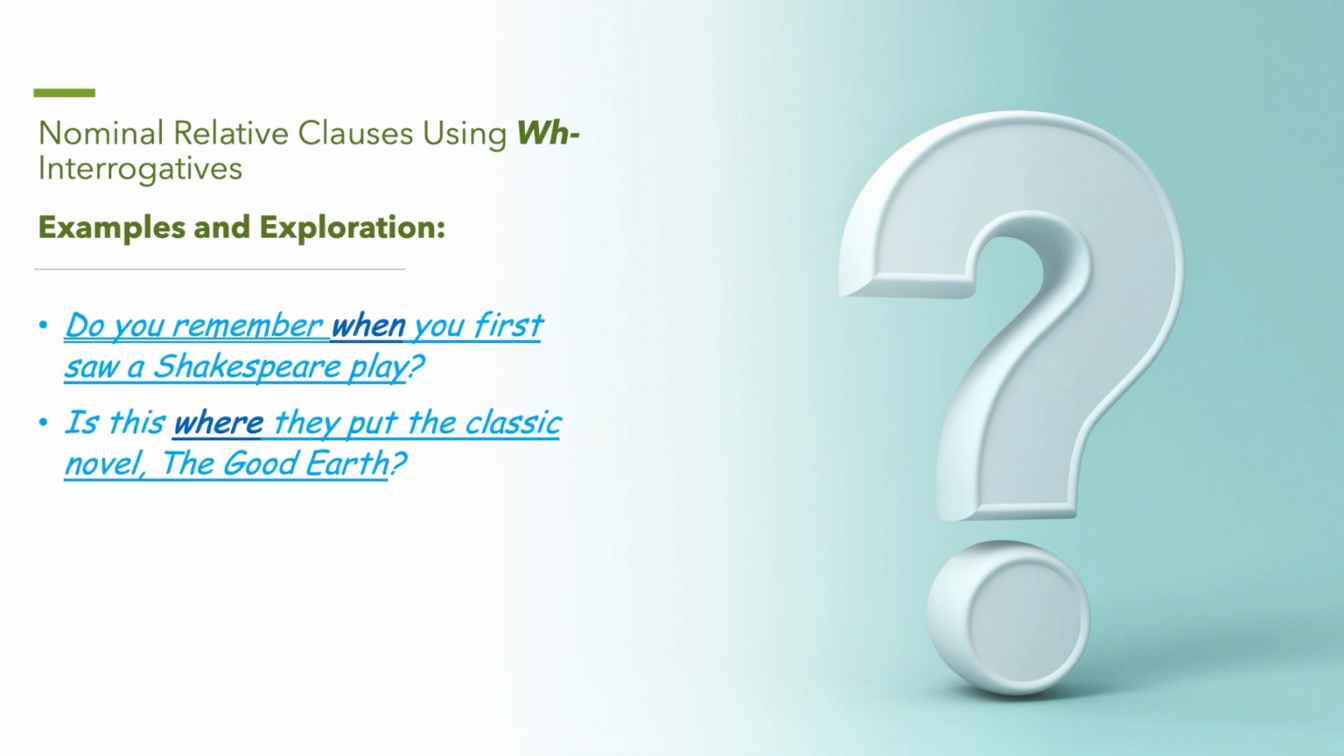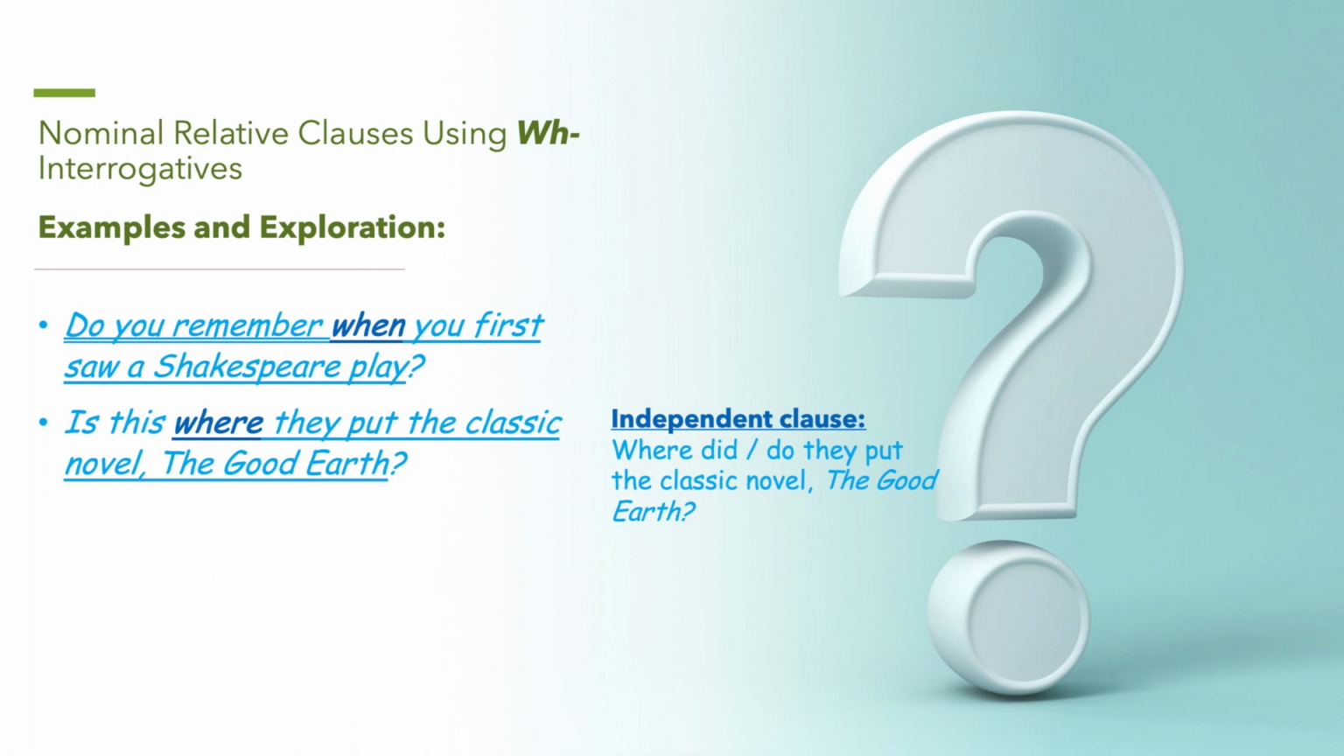Where they put the classic novel The Good Earth is not an independent clause. It can easily be transformed into an independent clause by adding one little word, which is either did or do. So you could say, where did or where do they put the classic novel The Good Earth? That's an independent clause and a sentence all by itself. It makes sense.